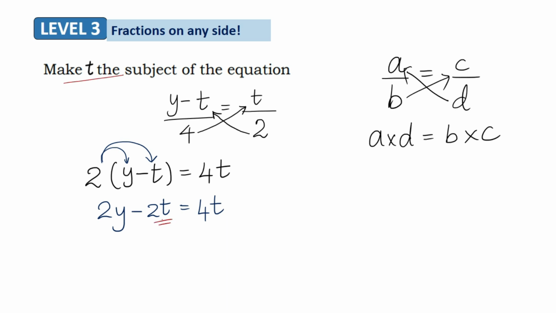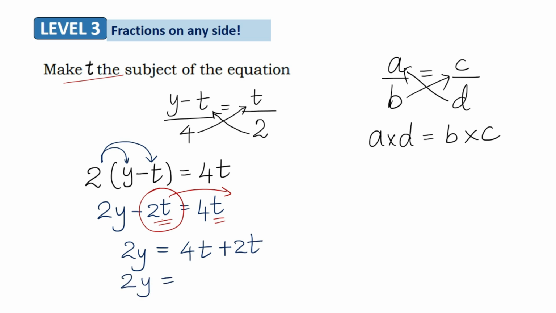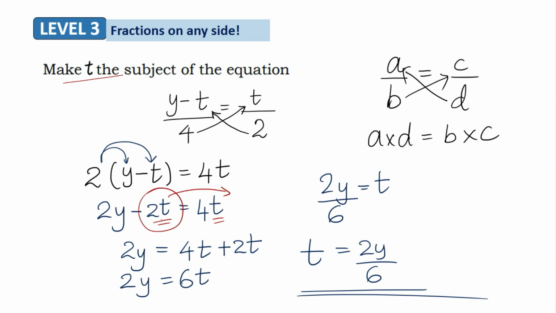I can see t here and here, so the aim is to bring all the t terms to one side. So 2y is equal to 4t. Minus 2t on this side will be plus 2t. So I have 2y equals 4 plus 2, 6t. And removing the 6 to the other side, 2y over 6 is my t. So my final answer, t is the subject here, which is equal to 2y over 6. Now here in the simplest form, you can write t is equal to y over 3.